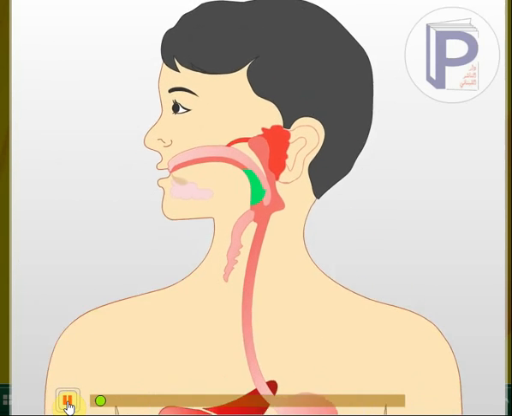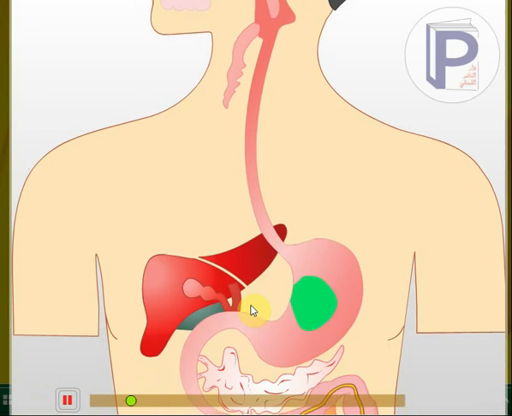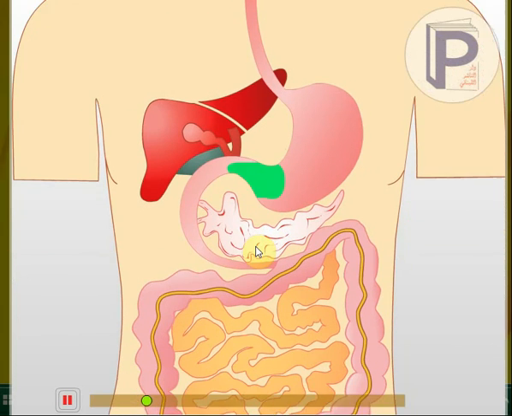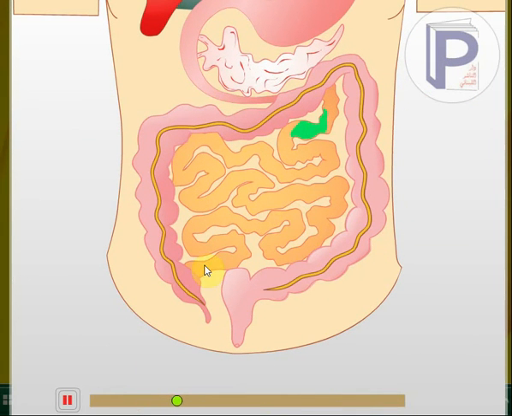After being chewed in the mouth, food passes down the esophagus and into the stomach. From the stomach, food passes into the small intestine where its transformation into nutrients is achieved.